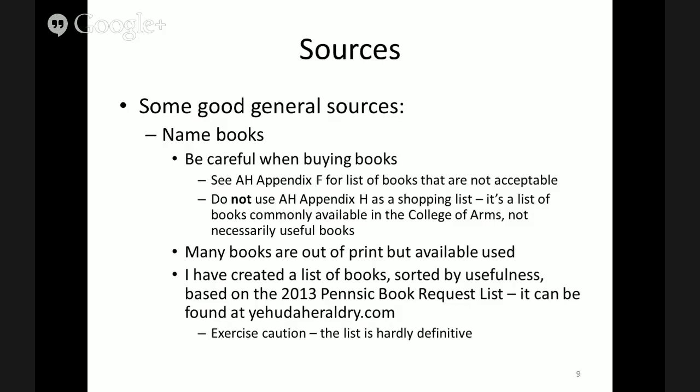The other thing, and this is a personal caution, is Appendix H, the no photocopy list: don't use it as a shopping list. This is the voice of experience talking. I bought quite a number of books, some of them very expensive, because they were on that list, only to realize later that they're completely useless to me. They're cool books. They're just not something I actually needed.